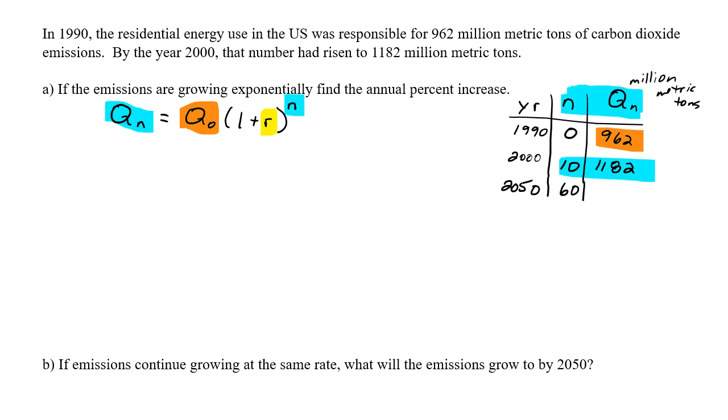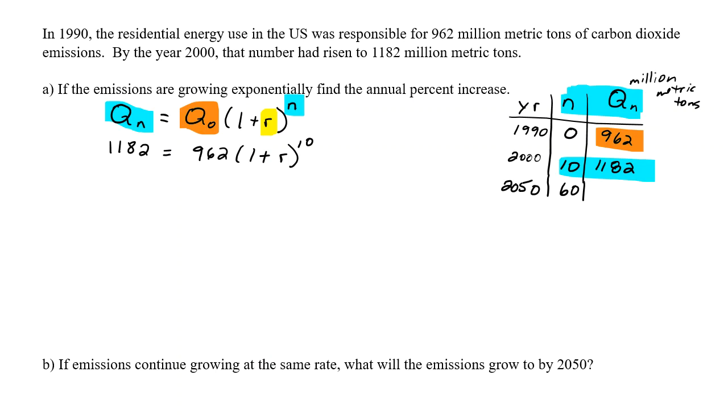So I'm going to say after 10 years, the emissions were 1,182 million metric tons. They started at 962. I don't know what the percent increase is, but I know this 1,182 is after 10 years, so I have to plug the 10 in. Okay, so now it's just algebra from here. Depending on the level of your algebra skills, I'm going to go through solving this. If you're really good at solving this, you can kind of bloop, bloop, bloop ahead.